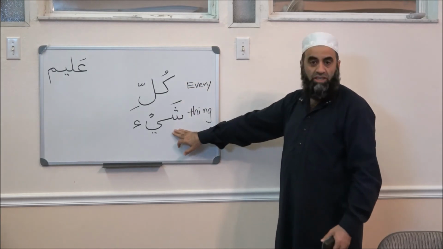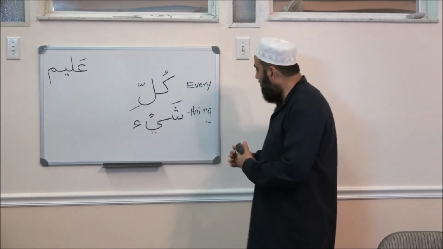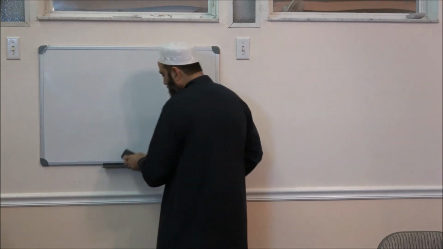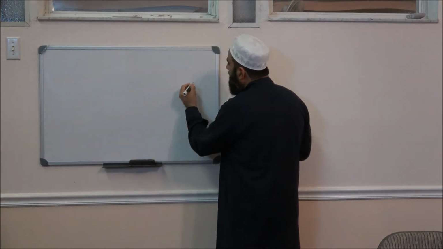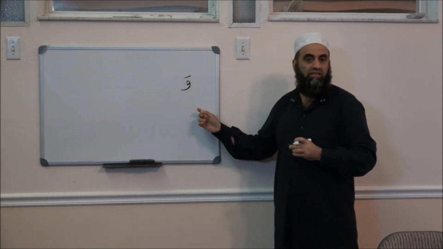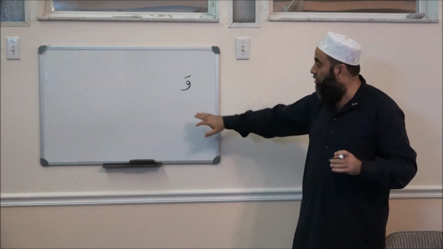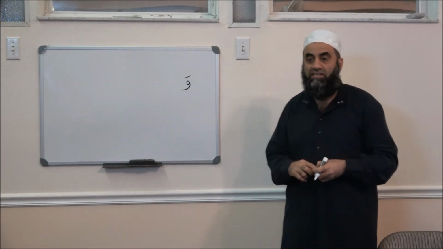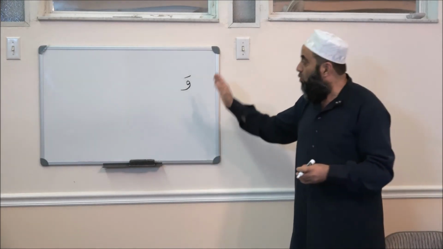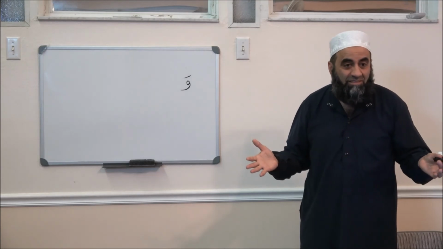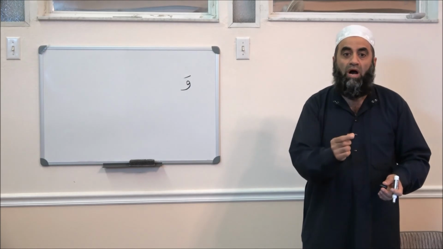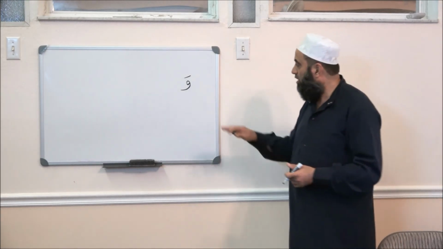Okay, so for now, please concentrate on these three words: Kulli, Shay, and Alim. So now if I write this ayah in Arabic in front of you, what does the letter waw mean by itself? The wa, by itself, wa. What does it mean? And, right? The letter wa means and. For example, I say, ja'a means came. Ja'a Muhammad wa Ahmad. What does it mean? Muhammad and Ahmad came. So the letter waw means and.